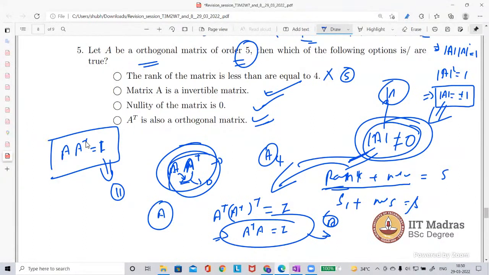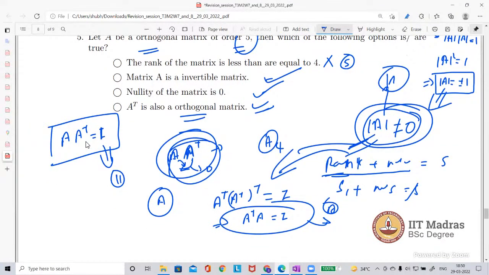Let's check whether A transpose is also orthogonal or not. What does the definition say? We have A transpose times the transpose of A transpose. This should be identity. And this is equal to A transpose times A itself. And we have already been given this, so that means this is identity. That means A transpose is also an orthogonal matrix, right?